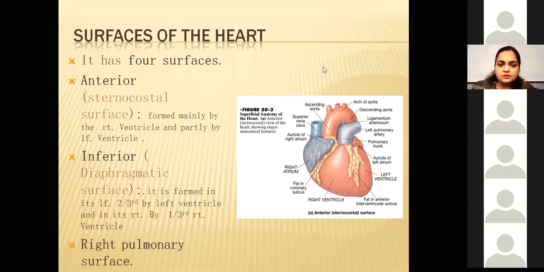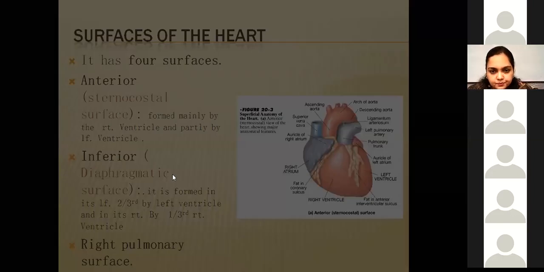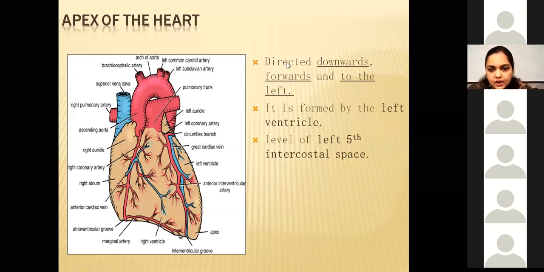So the surfaces: anterior surface, inferior surface, right pulmonary surface and the left pulmonary surface, and four borders: superior, inferior, right border and the left border of the heart. This is the apex of the heart, directed downwards, forwards and to the left. It lies at the level of the fifth intercostal space. On auscultation of the heart, you can easily identify the apex at the fifth intercostal space, and it is mainly formed by the left ventricle.